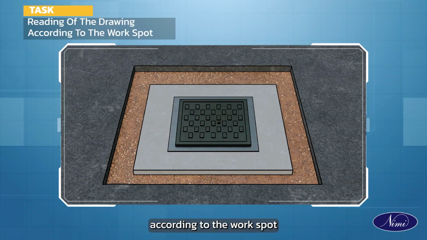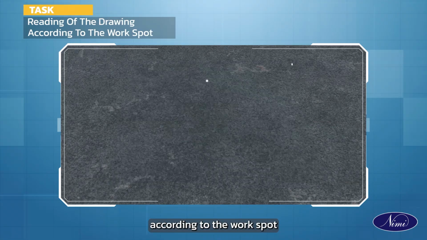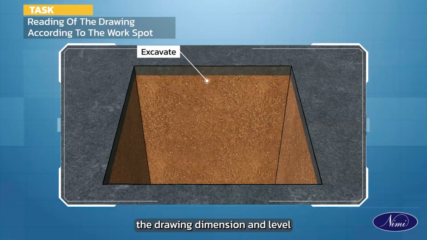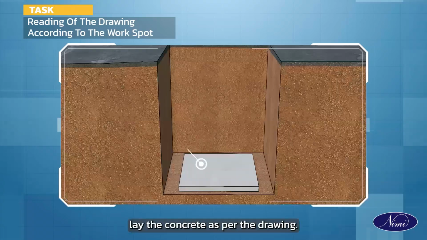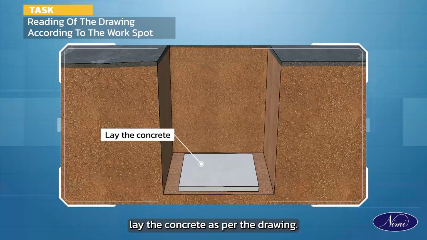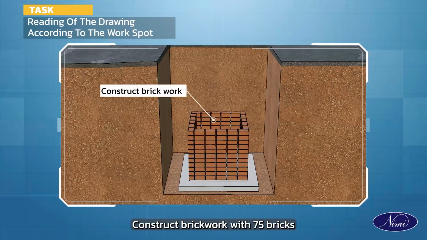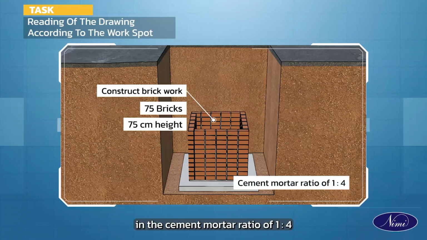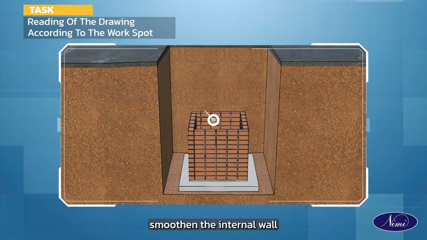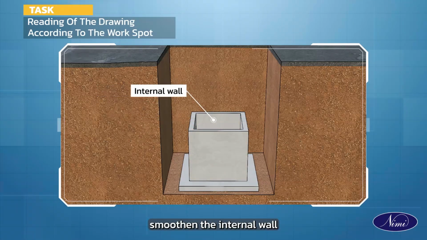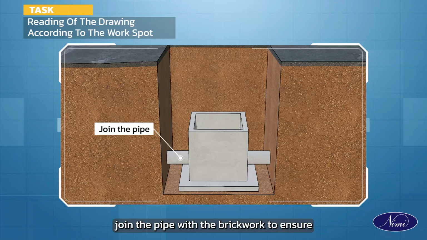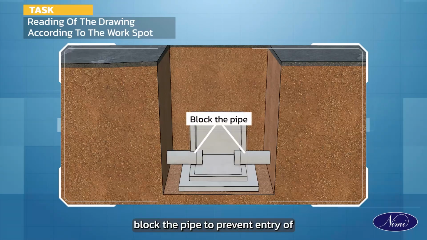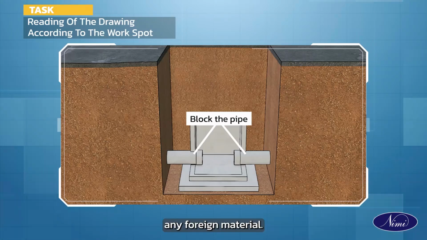Read the drawing according to the work spot. Excavate for the inspection chamber as per the drawing dimension and level. Lay the concrete as per the drawing. Construct brickwork with 75 bricks in the cement mortar ratio of 1:4. Smoothen the internal wall. Join the pipe with the brickwork to ensure there is no leak. Block the pipe to prevent entry of any foreign material.